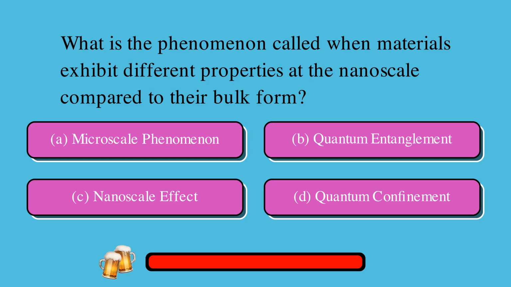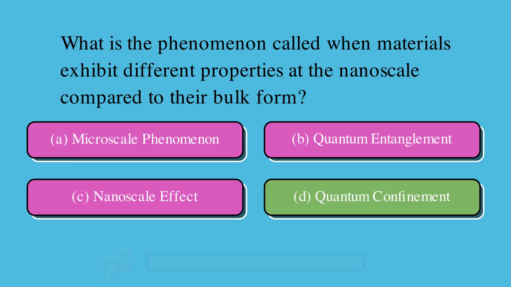What is the phenomenon called when materials exhibit different properties at the nanoscale compared to their bulk form? Is it A, microscale phenomenon, or B, quantum entanglement, or C, nanoscale effect, or D, quantum confinement? The correct answer is D, quantum confinement.